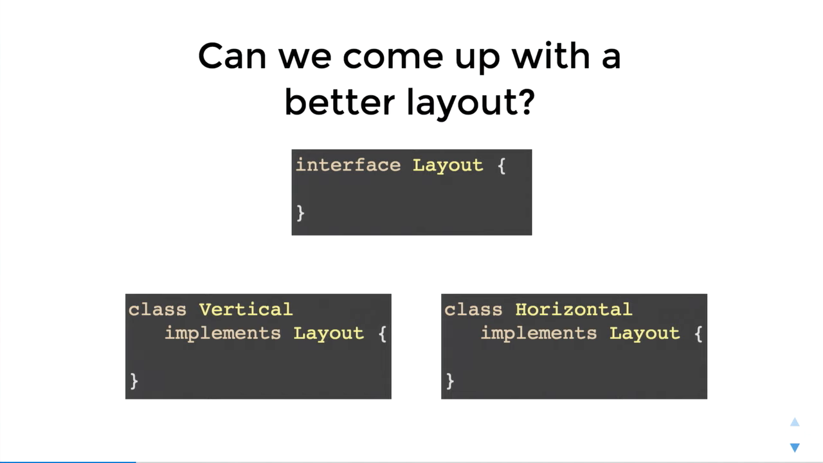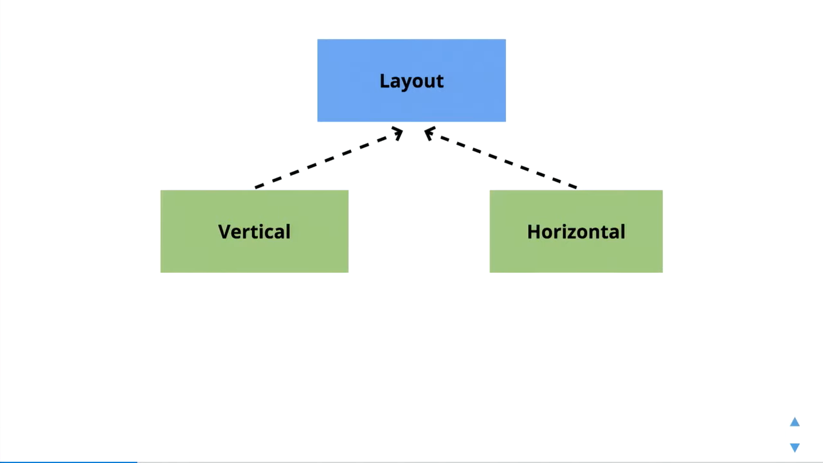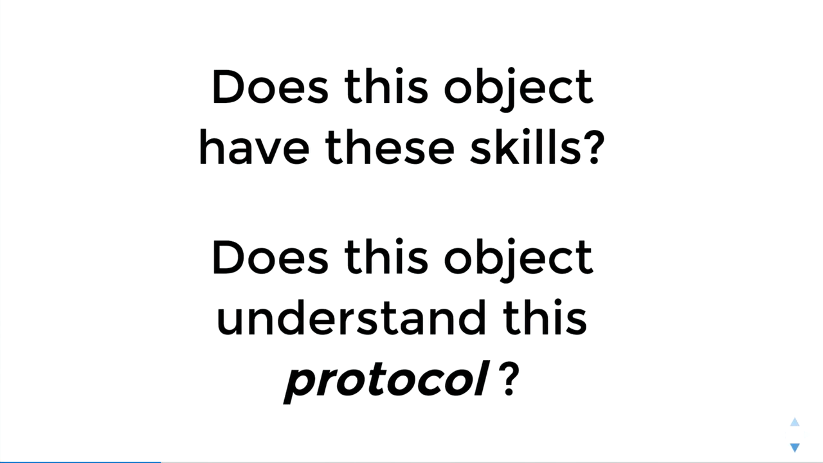So we could come up with an interface and actually create concrete classes, vertical and horizontal, that implement this interface. And we could get some benefits by adopting this design. We can lose the coupling between the classes because the main idea of an interface is asking the object if it has or if it doesn't have a certain skill set. In other words, the idea of an interface is about asking the object if it understands a certain protocol, a certain contract, right? Does it make sense?